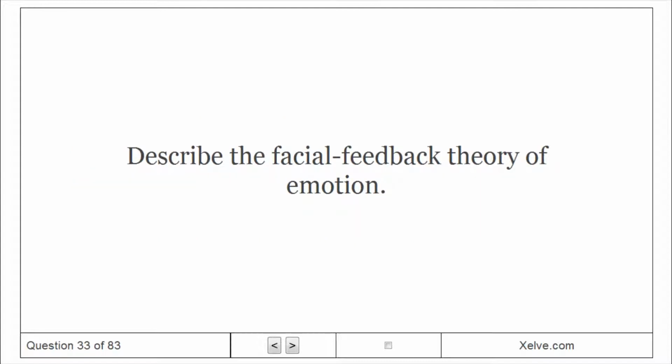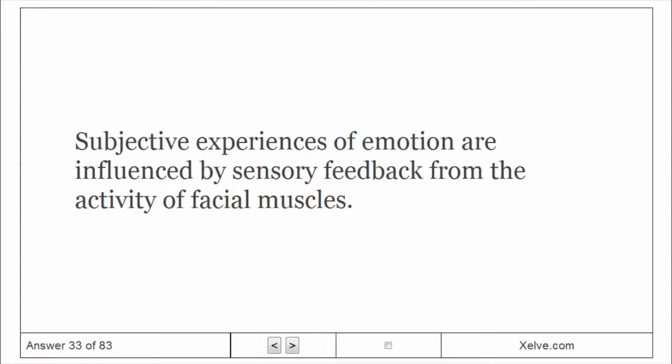Describe the facial feedback theory of emotion. Subjective experiences of emotion are influenced by sensory feedback from the activity of facial muscles.